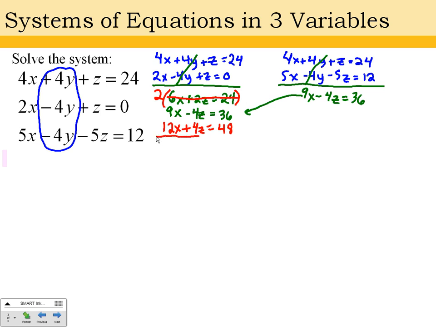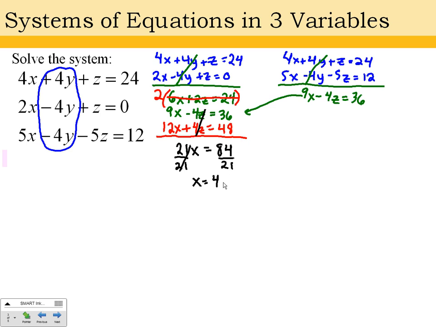And I'm trying to add these two equations together. Well, the z's cancel out. 9x plus 12x is 21x. 36 plus 48 is 84. So I can divide by 21 on each side. Then I get x equals 4. Okay, that's my first variable. I still need 2 more, y and z.